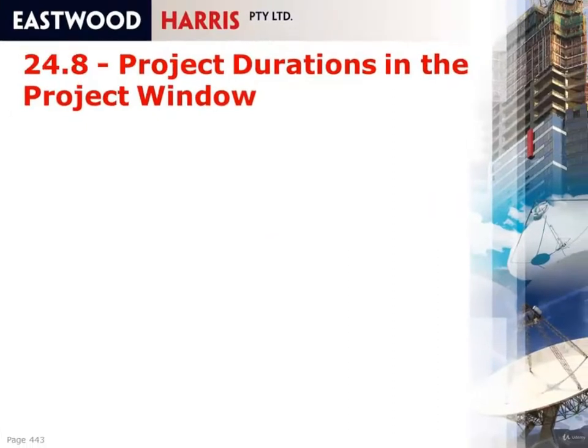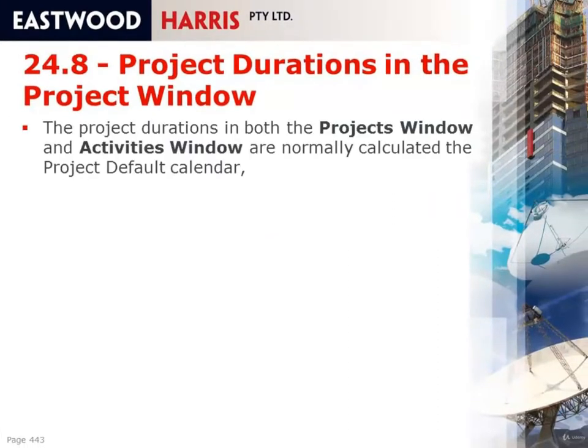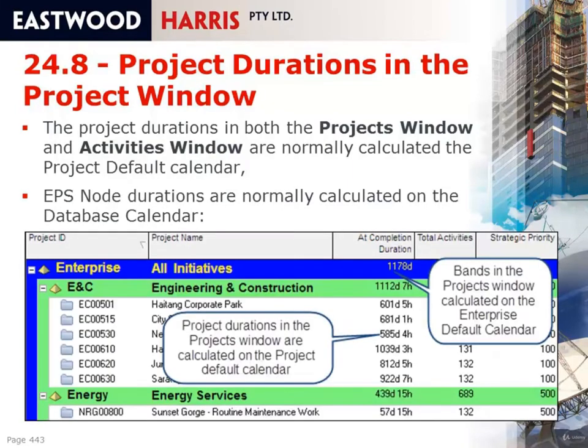Project durations in the project window. Project durations in both the projects window and the activities window are normally calculated on the project default calendar, whereas the EPS node durations are normally calculated on the database calendar. So these are normally calculated on the project calendar, and these are normally calculated on the enterprise default calendar.